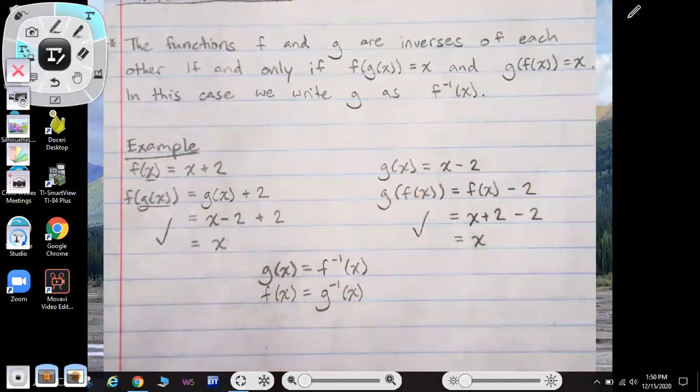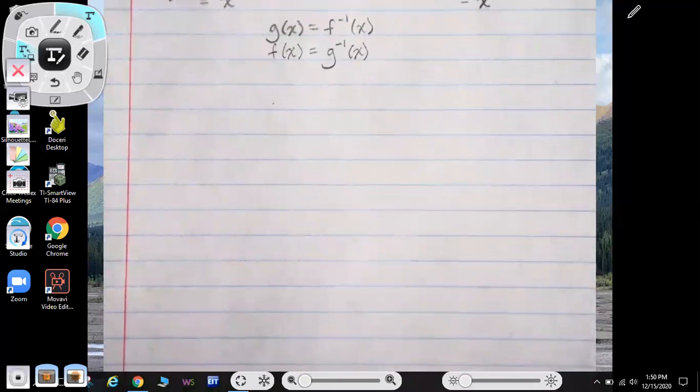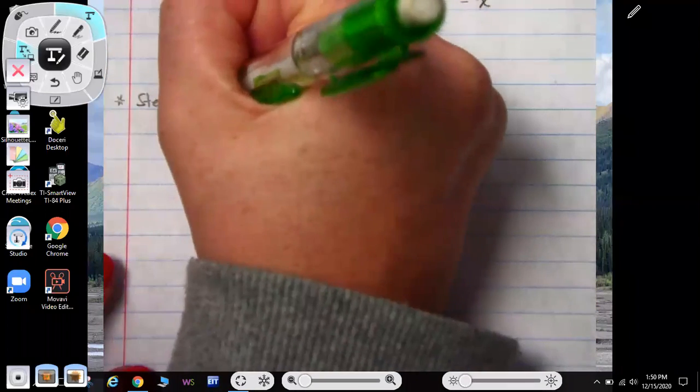Okay, now we're going to look at if we are given a function and asked to find the inverse. There are some steps that we're going to write down in order to do that. So in this example, we were given two functions and we were checking to see if they were inverses of each other. Now we're going to just be given one function and we have to find the inverse ourselves. So steps for finding the inverse of a function.